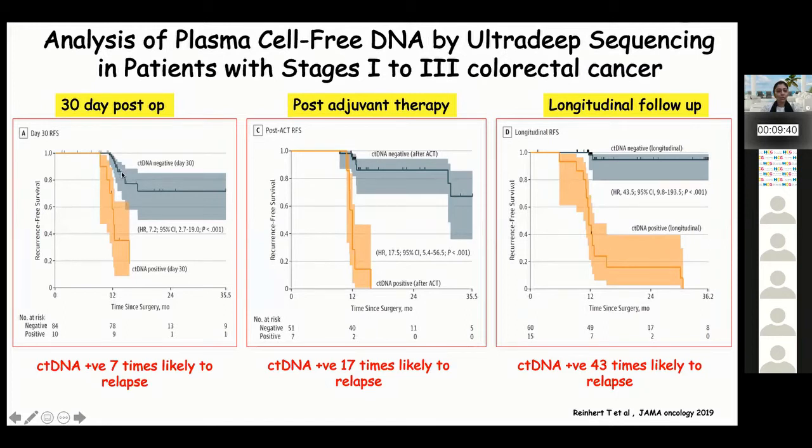And you can see those patients who had ctDNA negative versus positive. The positive patients were 7 times more likely to relapse. Once you detected the ctDNA post-adjuvant therapy, these patients were 17 times more likely to relapse. And of course, if you detected ctDNA while you were doing surveillance for your patient, that means at different time points, they were 43 times more likely to relapse.